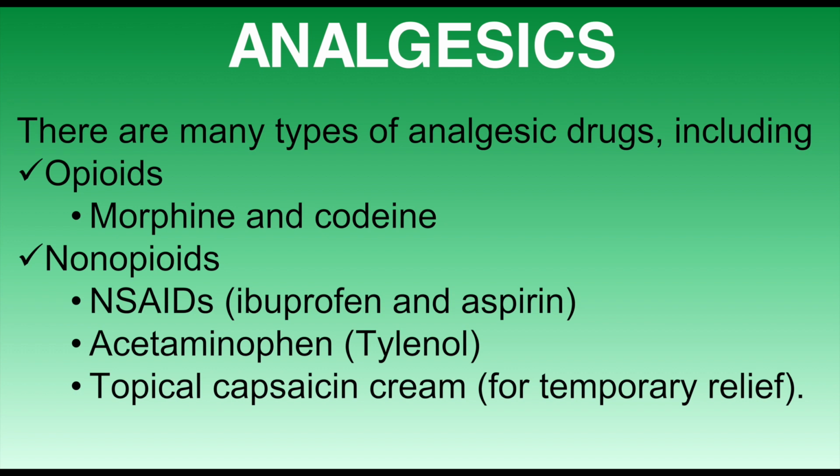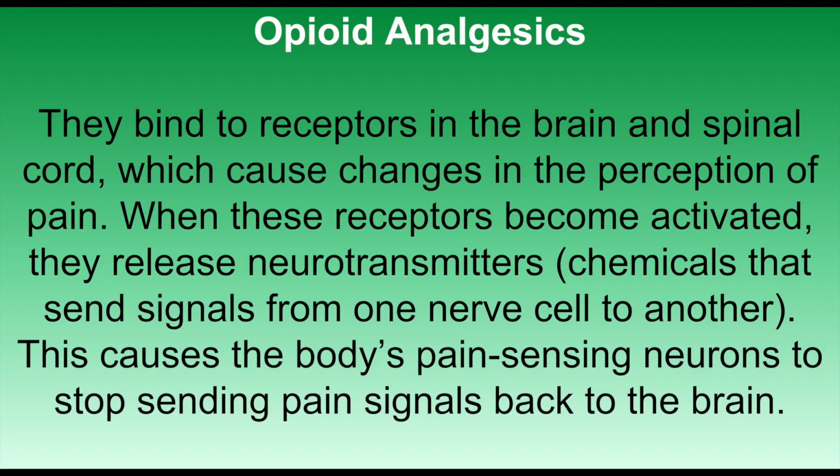First, we see opioids. The examples of opioids are morphine and codeine. What are the functions of opioids? They bind to receptors in the brain and spinal cord, which cause changes in the perception of pain. When these receptors become activated, they release neurotransmitters, chemicals that send signals from one nerve cell to another. This causes the body's pain-sensing neurons to stop sending pain signals back to the brain.